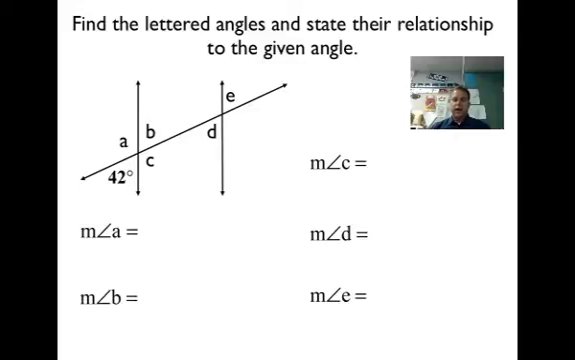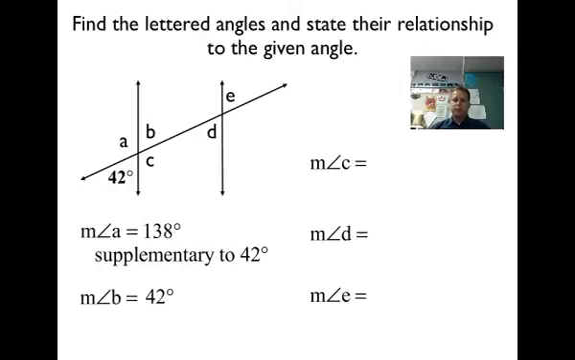So for A, it's adjacent to 42 degrees. So we're going to do 180 minus 42 gives us 138. And since it's adjacent, that means it's supplementary to 42. B is on the same line but opposite sides, so it's 42.